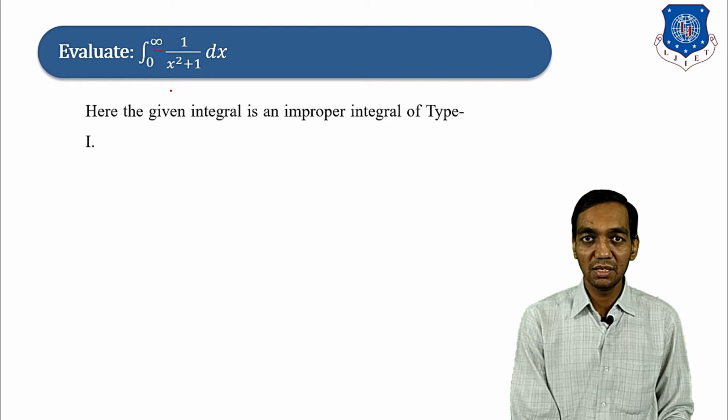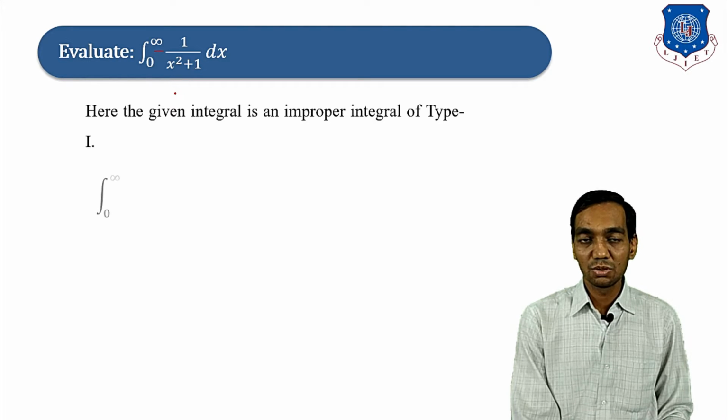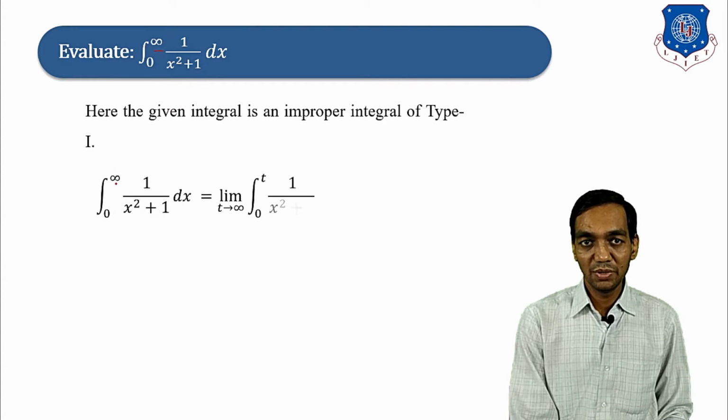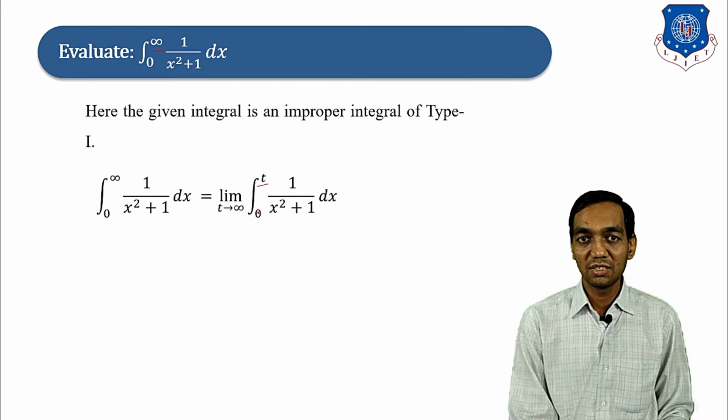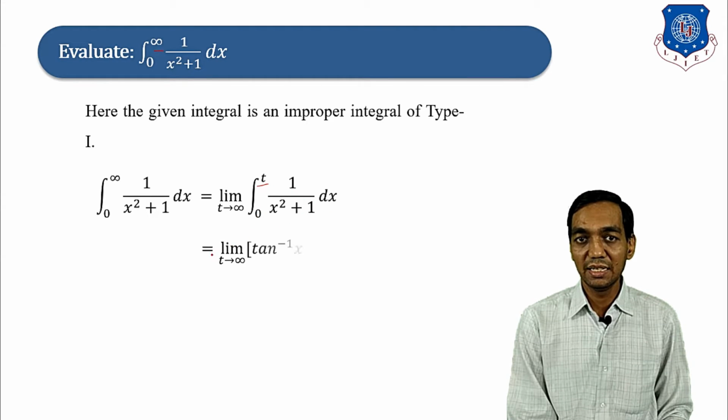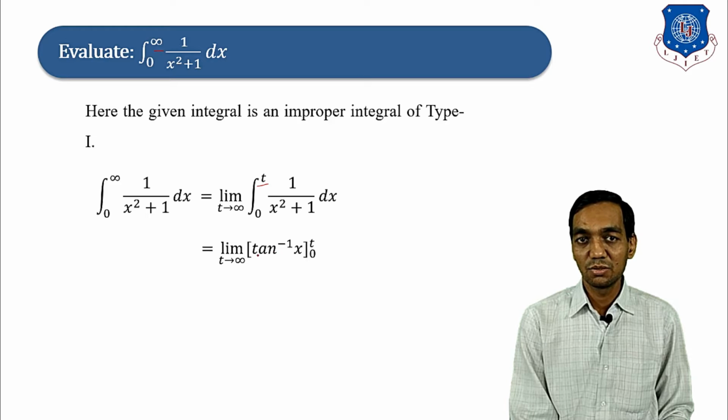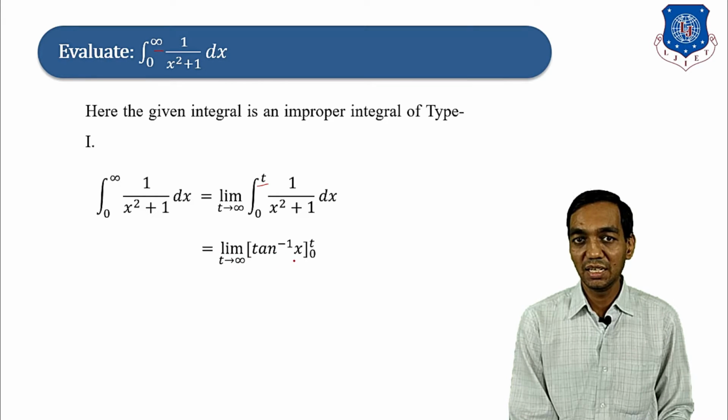This is an improper integral of type 1, correct? So instead of infinity, we are going to put some variable t where t tends to infinity. So your integration is reducing in the form of limit t tends to infinity, integration from 0 to t of 1 upon x square plus 1 dx. But integration of 1 upon x square plus 1 is nothing but tan inverse x. So you have limit t tends to infinity, tan inverse x, limit from 0 to t.